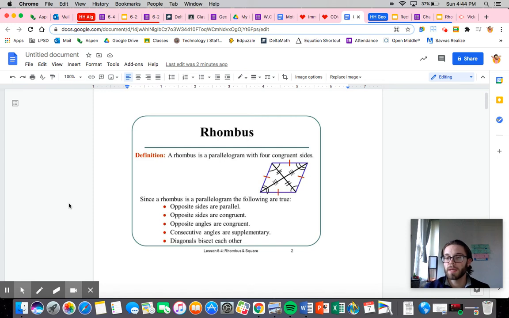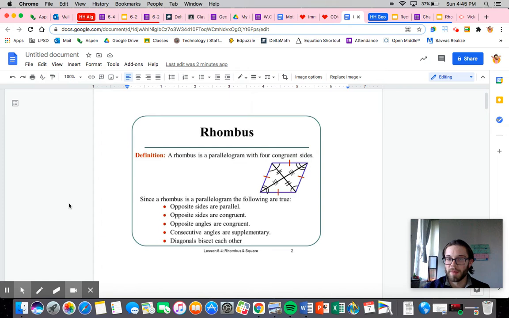Hi everyone, just wanted to take a minute to talk a little bit about the rhombus and the square, which are going to be the last two types of special parallelograms that we are looking at. You'll notice that I might say rhombi, or I might also say rhombuses. Both are actually deemed correct. Depends on your argument for the historical linguistics.